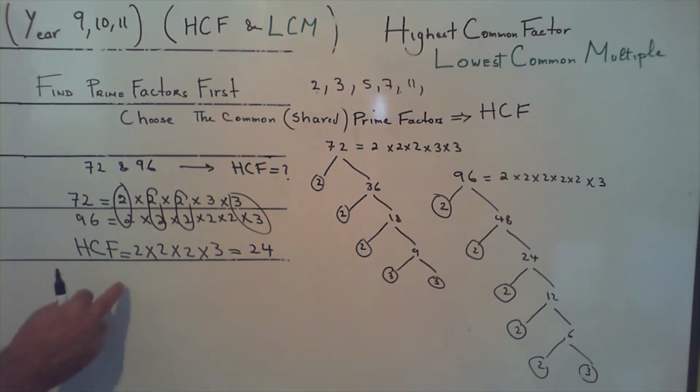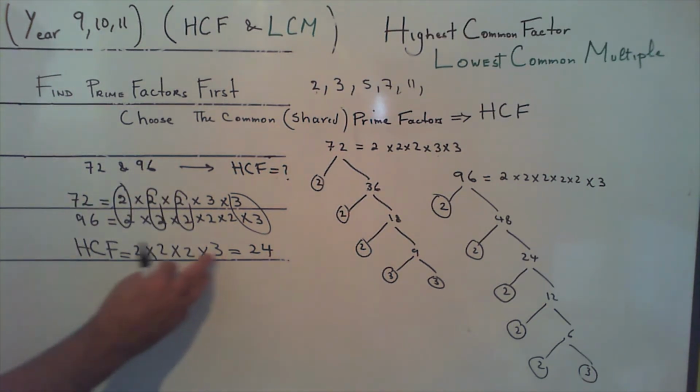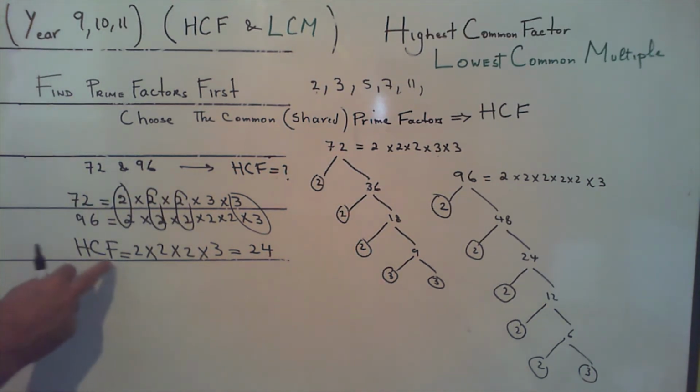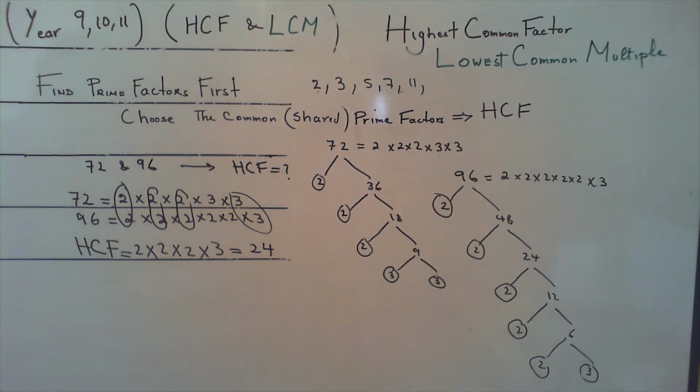Having written all those things which are shared between the two, which is common between these two numbers, then you just multiply them, and that's how you get the HCF, which is 24. Okay?